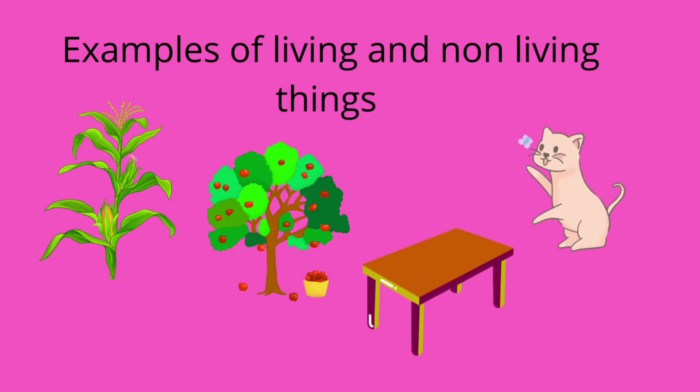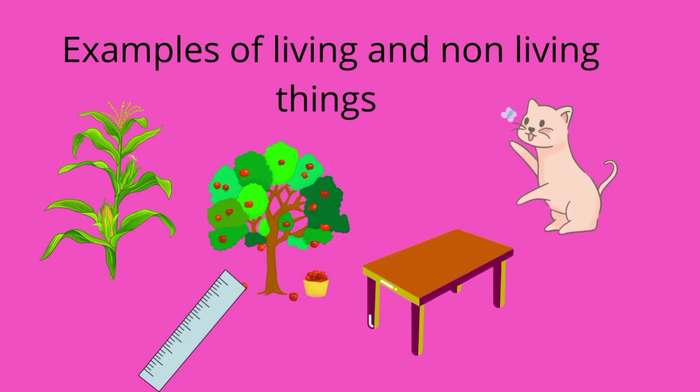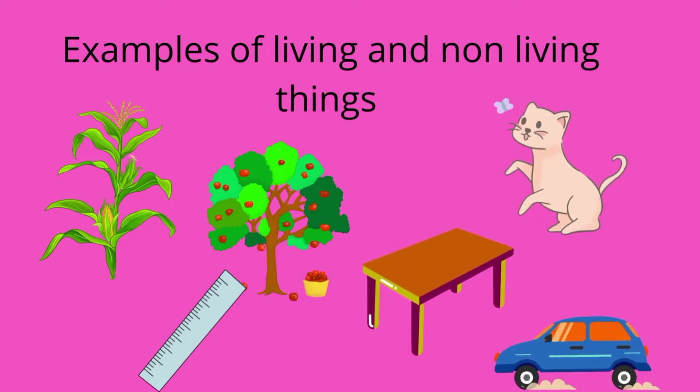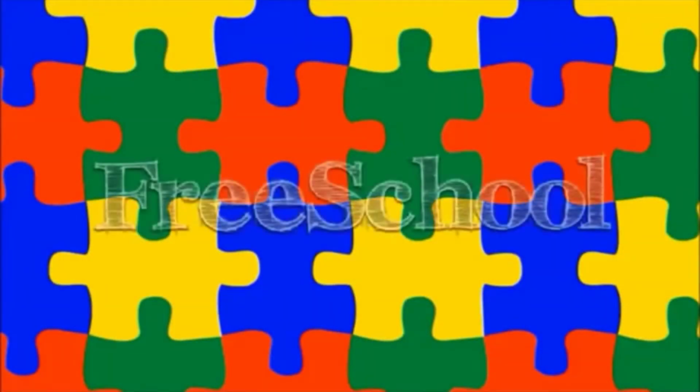Examples of non-living things: we have the table, the chairs, the ruler, we also have cars. All of these are examples of what? Non-living things. So in the next short video, you're going to be learning more about matter and states of matter.